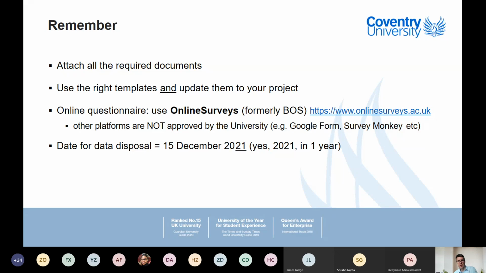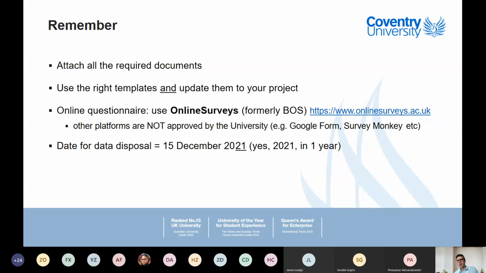And one last very important thing: if you collect data, you will be asked at some point to provide the date for data disposal. That would be in your participant information, but also in your ethics application. The date has to be the 15th of December 2021, in one year's time.